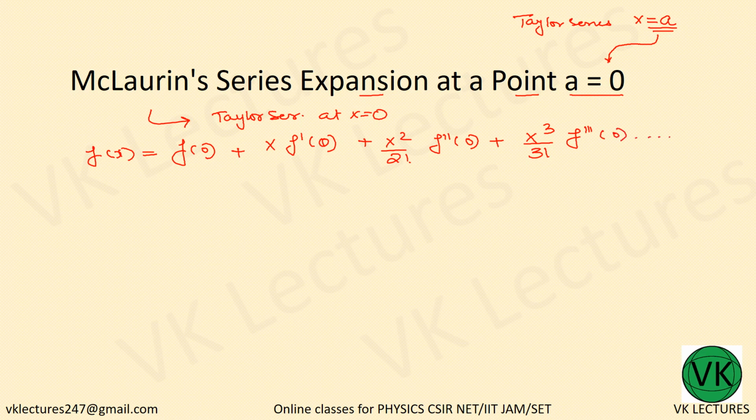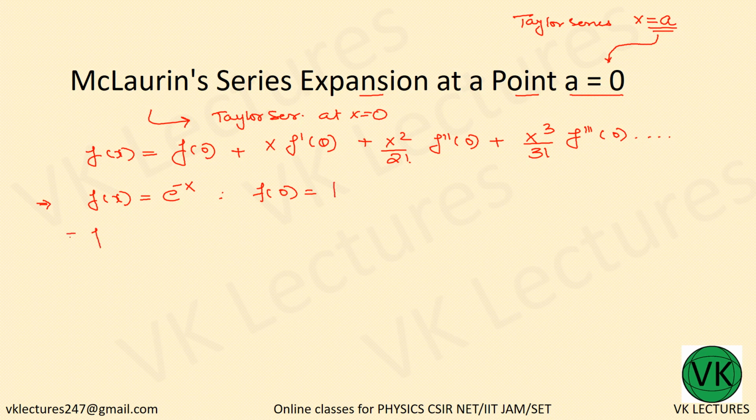Okay, now for example we will write, let the function f of x be equal to e to the power minus x. Now function is given, we need f of 0. F of 0 is equal to e to the power 0, that is 1.